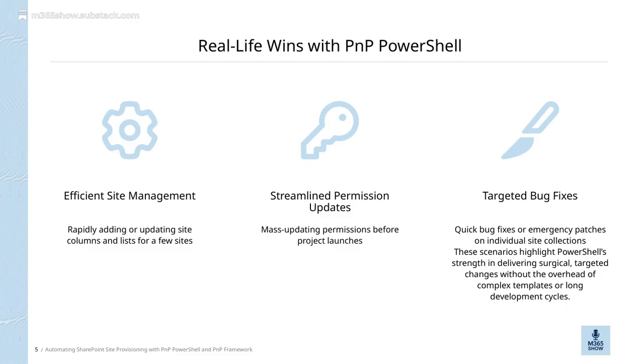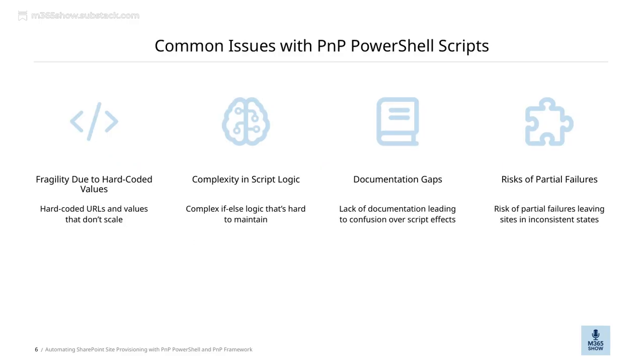This capability aligns perfectly with our overall goal of automating SharePoint provisioning while maintaining agility and control. Now, let's take a closer look at some common issues you might encounter when working with PNP PowerShell scripts. First, there's the risk of partial failures. This means that sometimes only part of the provisioning process completes successfully, leaving your sites in inconsistent states. This can be problematic because it makes troubleshooting more difficult and can lead to unexpected behavior down the line.